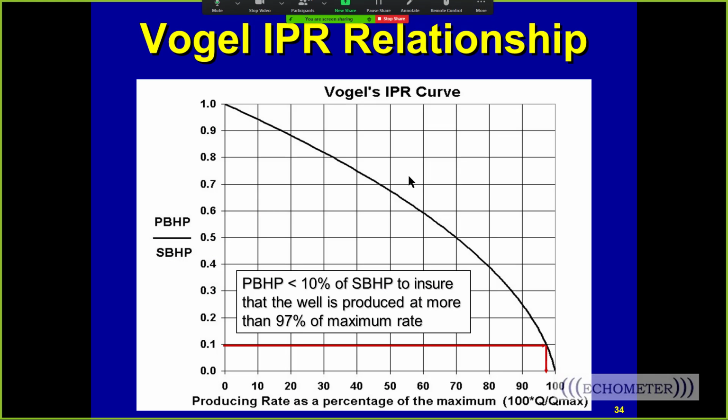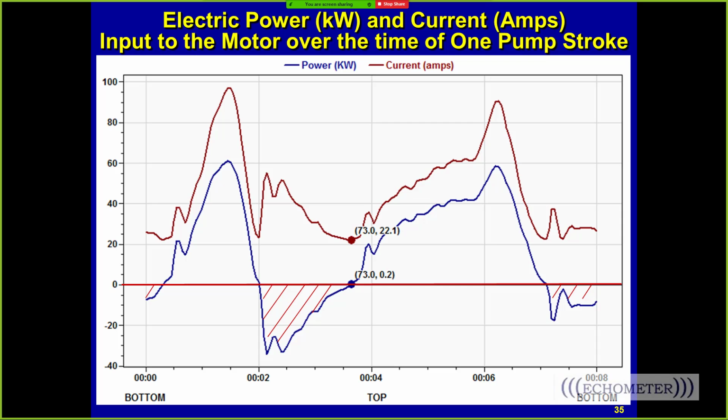Now this is a picture of the Vogel IPR curve, and this shows our producing bottom hole pressure divided by static, where 1 is 100%. Here the static producing bottom hole pressure equals 1, and then here the producing bottom hole pressure is 10% of the static. If you operate with the producing bottom hole pressure at 10% of your static or less, then the Vogel curve says you're getting 97% of the maximum flow rate available from the well. So that's why we say you have an efficiently producing reservoir when your producing bottom hole pressure is less than 10% of static. That's based on a Vogel inflow performance curve.